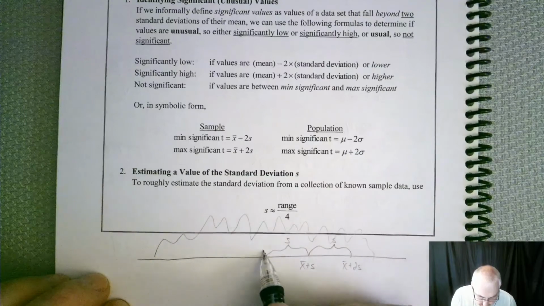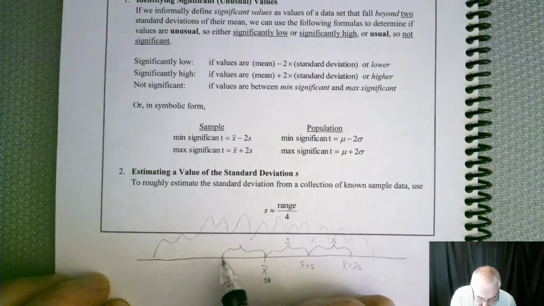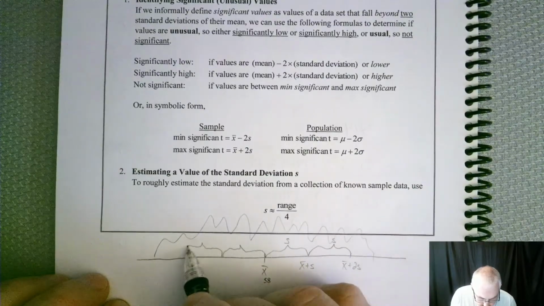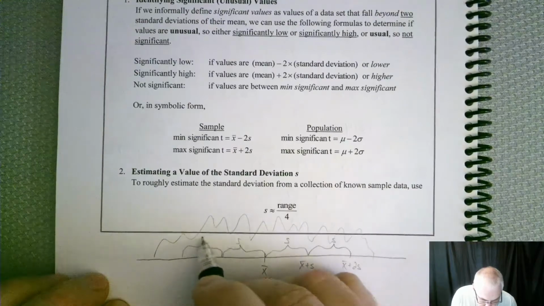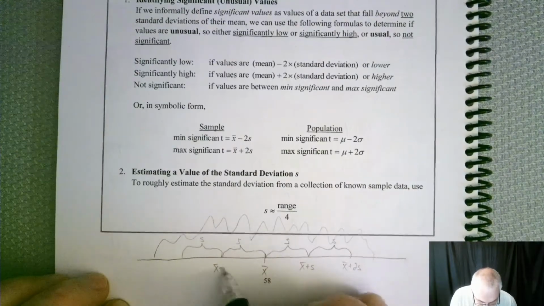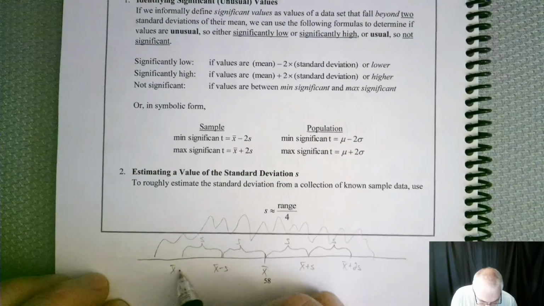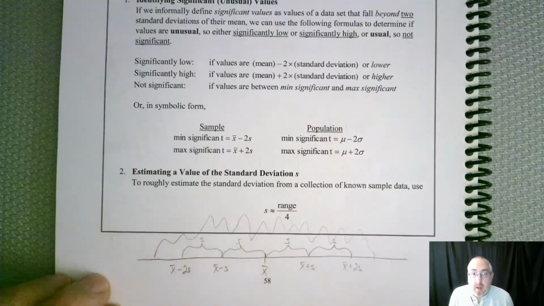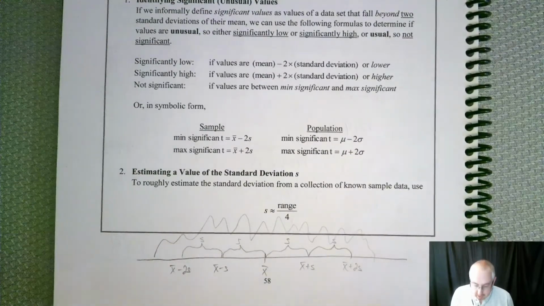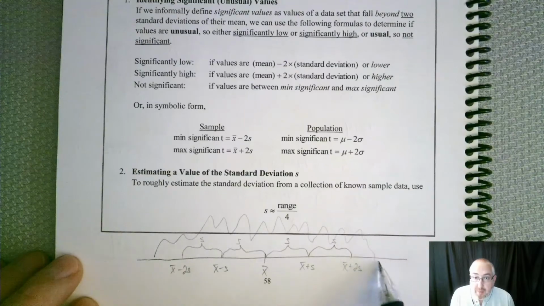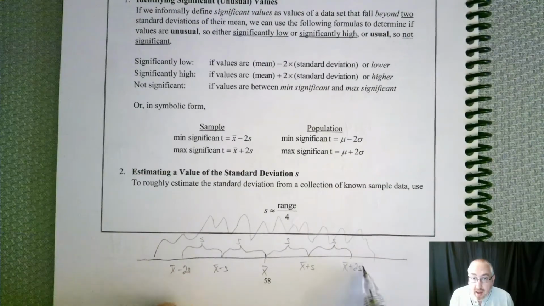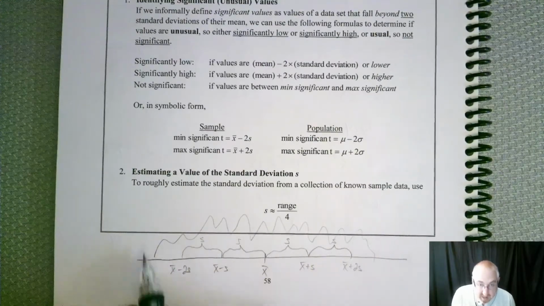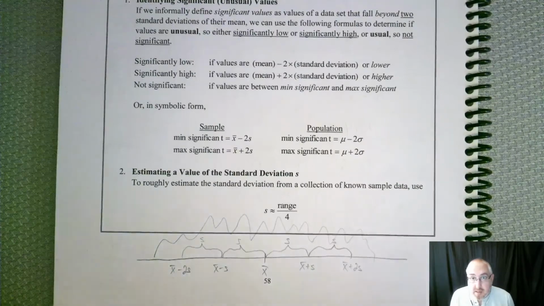Same thing on the other side. So you've got 1 standard deviation, 2 standard deviations, and so this is x bar minus s, and this is x bar minus 2s. Now, again, you might have some outliers beyond that cutoff, and a little bit of data beyond this cutoff, but that's okay.